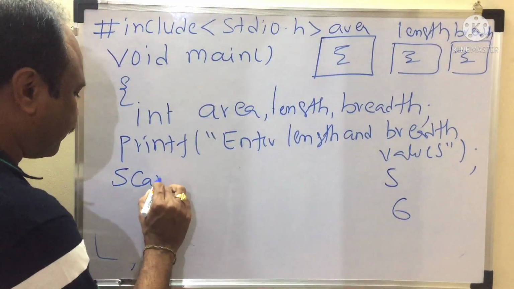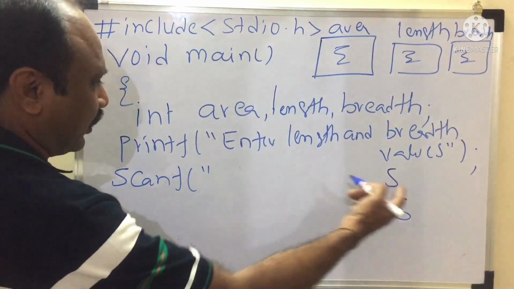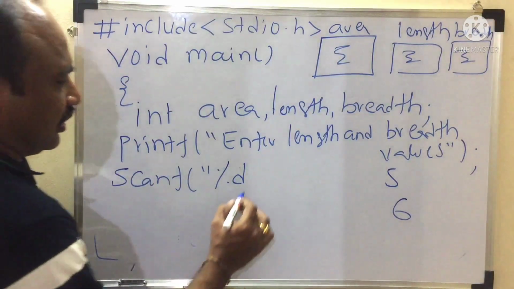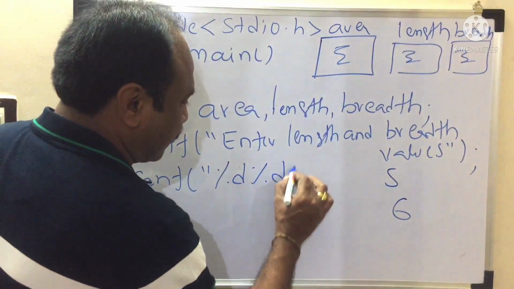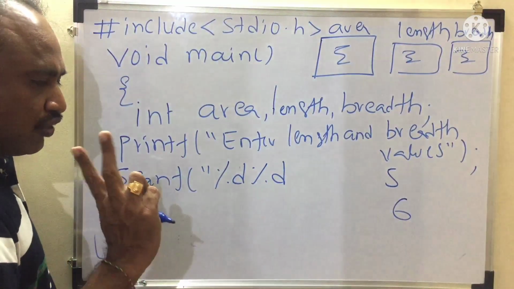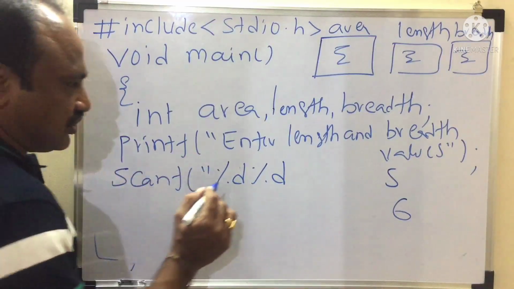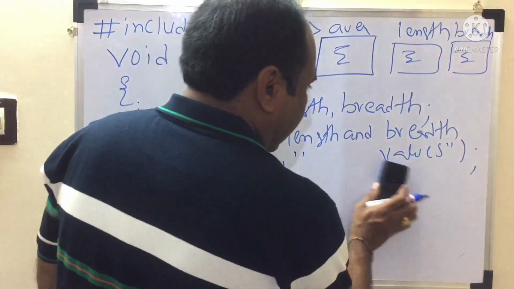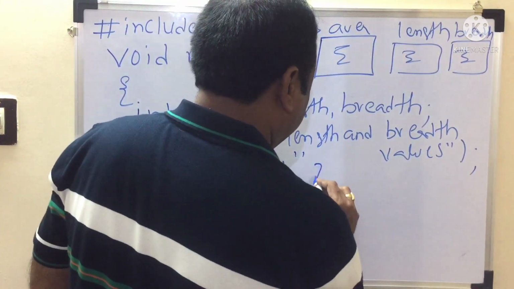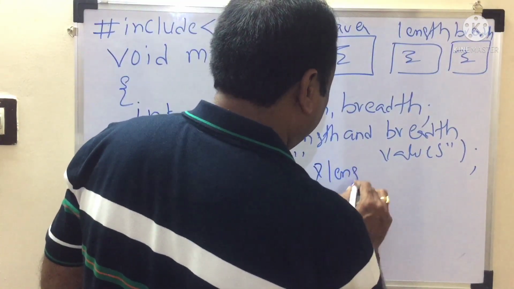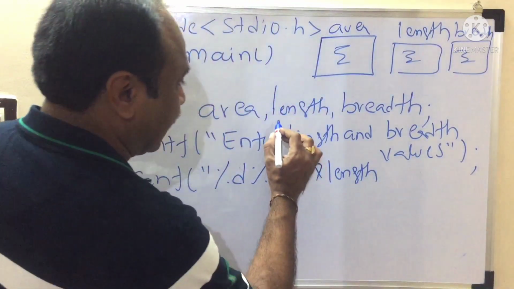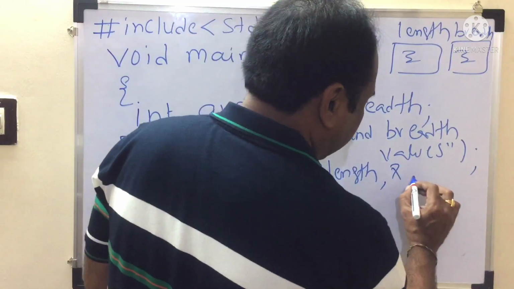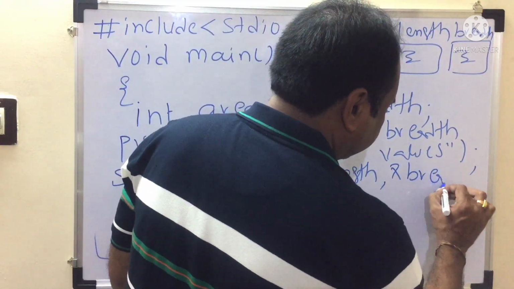Scanf reads the first value as an integer. To read an integer value use %d, and the second value as an integer also %d. We are reading two values only, so use two %d, comma. Store the first value under the name &length. If you used L only it would be &L, but I have used length. The second value is stored under the name breadth.